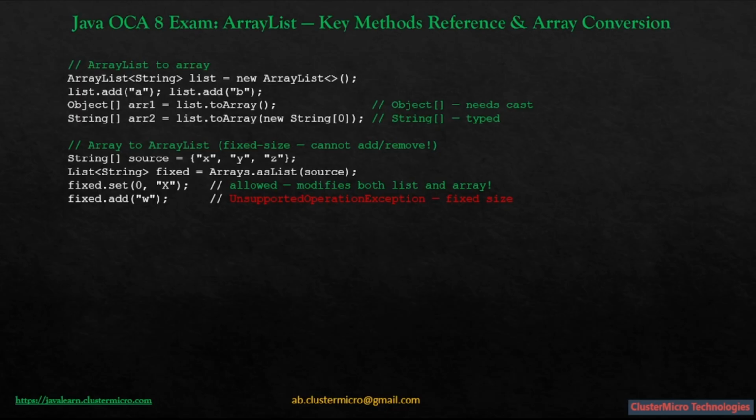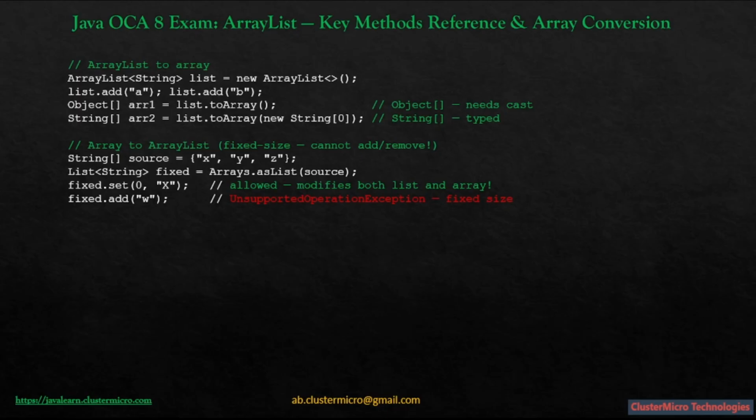What will work? fixed.set(0, "x"). You can replace elements, and since both share the same data, source[0] also becomes x. What will fail is fixed.add("w"), which is a runtime error. This throws UnsupportedOperationException. Why? Because arrays are of fixed size, so the list cannot grow or shrink. The same applies to remove. The important point is that this error happens at runtime, not compile time.